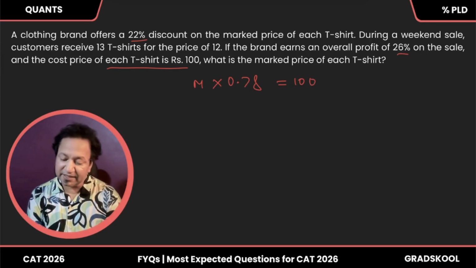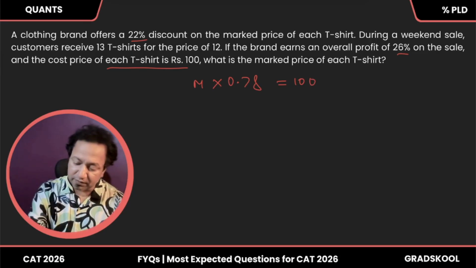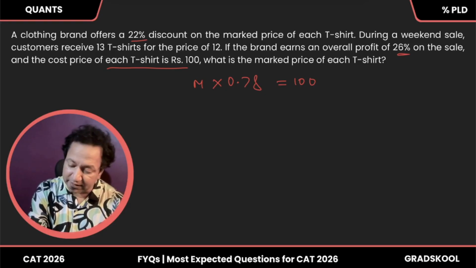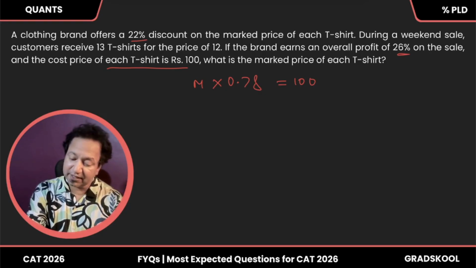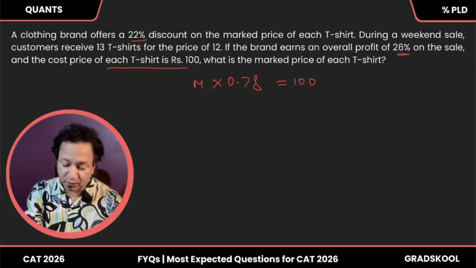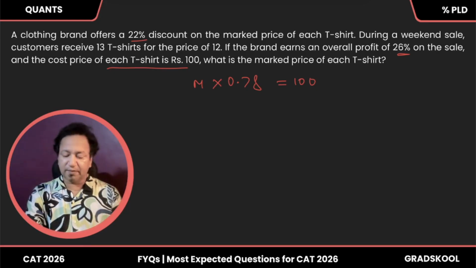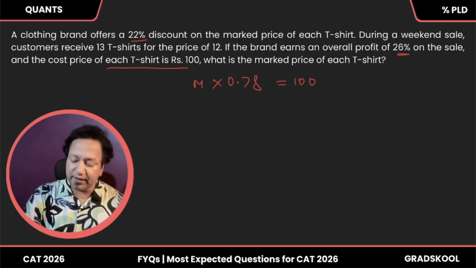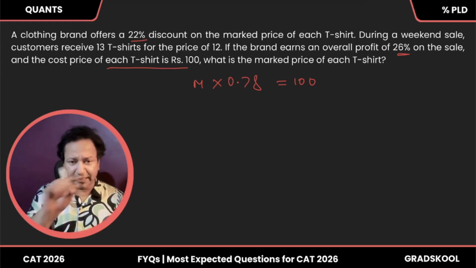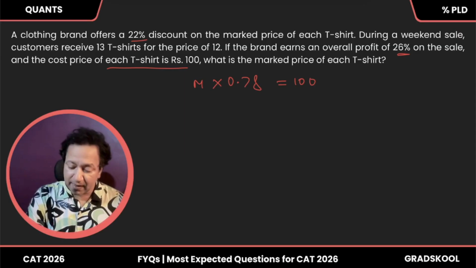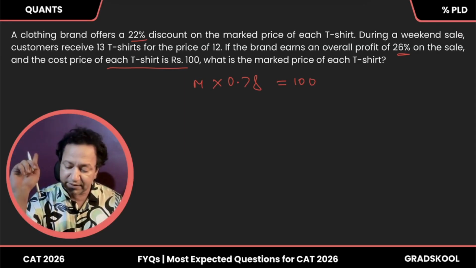But there is some kind of sale. Also, the overall profit that is earned here is 26%. That is the overall profit. No problem. So what exactly is happening over here? I want to write one simple equation. The customer is receiving 13 t-shirts for the price of 12.